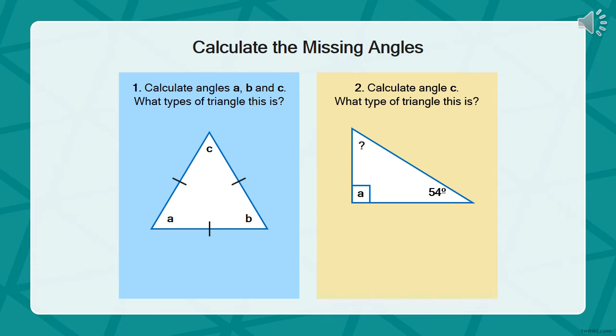Time for a quick task. I would like you to calculate the angles of these two triangles. Number 1, I'd like you to calculate the angles of A, B and C and tell me what type of triangle this is. And then for triangle 2, I'd like you to calculate the angle of C and tell me what type of triangle this is. Remember to use the facts that you already have about triangles to help you answer these questions. Pause the video now and give it a go.